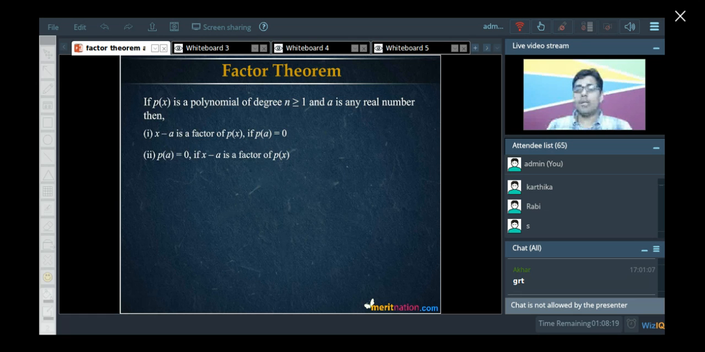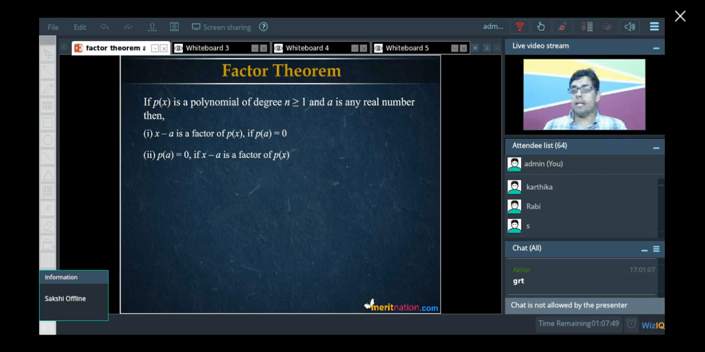Next concept here is the factor theorem. What this theorem says is that if p(x) is a polynomial of degree n greater than or equal to 1 and a is any real number, then the first point is x minus a is a factor of p(x) if p(a) equals 0. The second point is p(a) equals 0 if x minus a is a factor of the polynomial p(x).